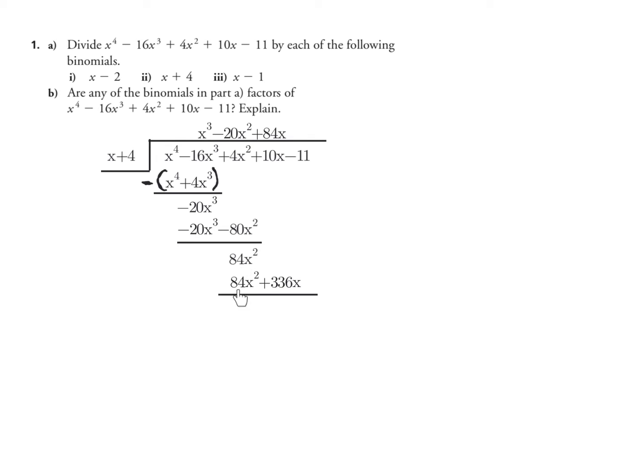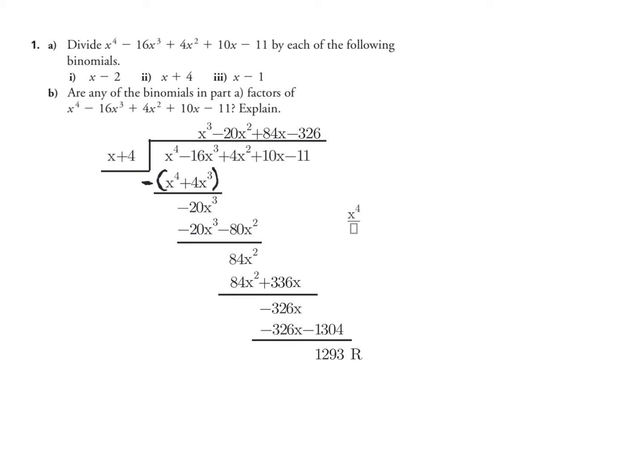All right, do your subtraction. These guys cancel. You got 10x minus 336x. That's just negative 326x. Now we divide negative 326x by x, negative 326. Come back, multiply negative 326 by x plus 4. What's that? Negative 1304. And subtract, we get, these guys cancel, negative 11 minus negative 1304. So that's just going to be 1293. And that can't divide by x because there's no x in it, so that's our remainder.